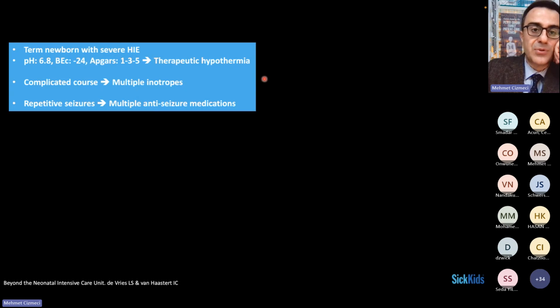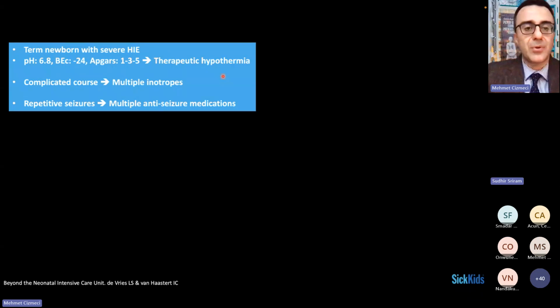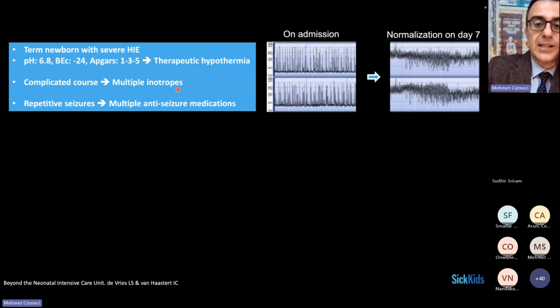This was a term infant who presented with severe HIE. As you can see, the lab criteria showed severe acidosis, Apgars were low, and the baby met the criteria for therapeutic hypothermia, had a complicated course requiring multiple inotropes, and developed repetitive seizures requiring multiple anti-seizure medications. So this baby is already showing clinical findings that seem to be unfavorable.